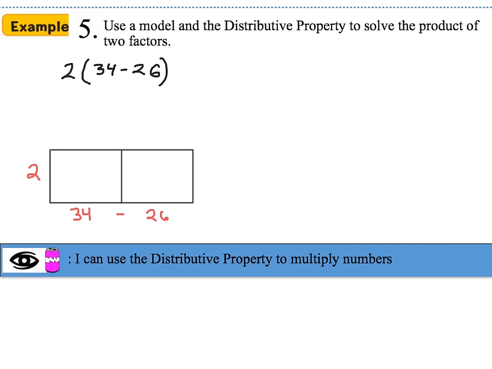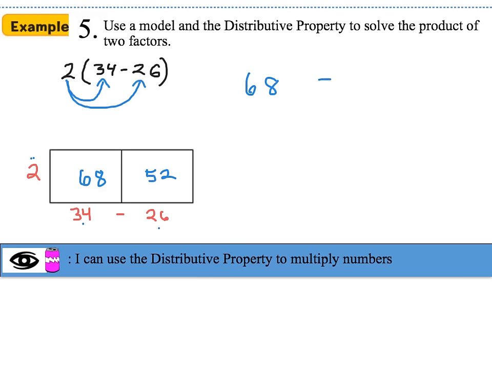So let's go ahead and distribute the areas. 2 times 34 gets me 68. That's the same thing if I was to do 2 times 34 up here. I still get 68. Let's go ahead and find the area of the second rectangle, which is 2 times 26. 2 times 26 would be 52. Same thing if I was to do 2 times 26 here.